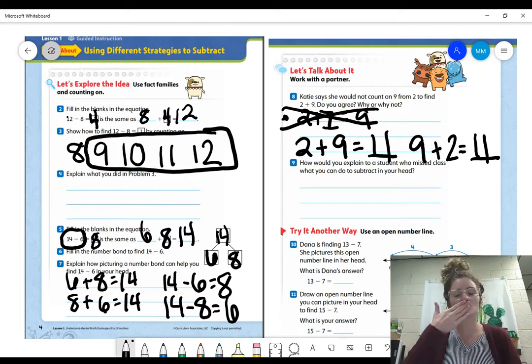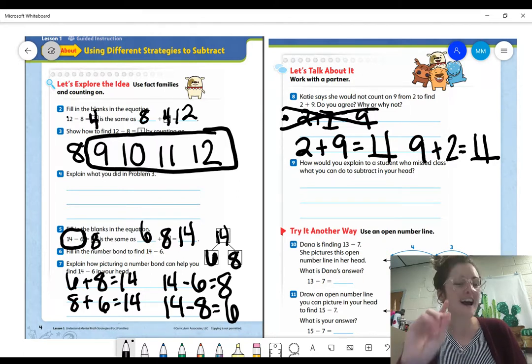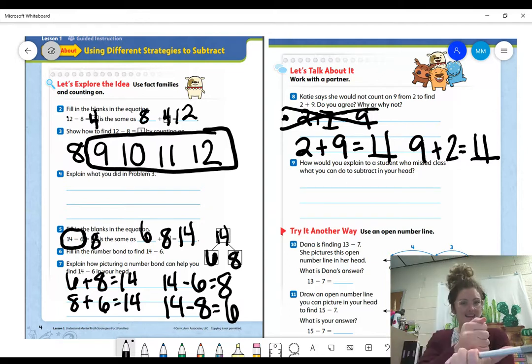Kiss your brains. We're working hard. All right. How would you explain to a student who missed class what you can do to subtract in your head? Ooh, what 2 strategies have we talked about? Making a fact family and counting on.